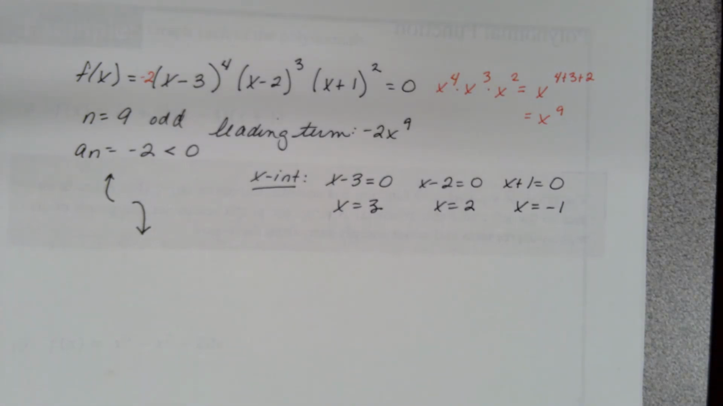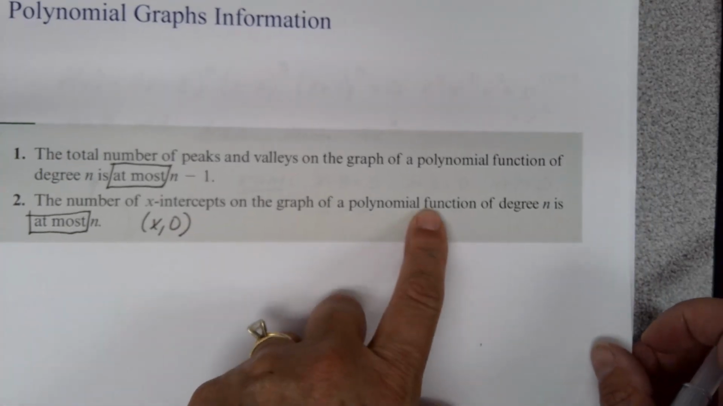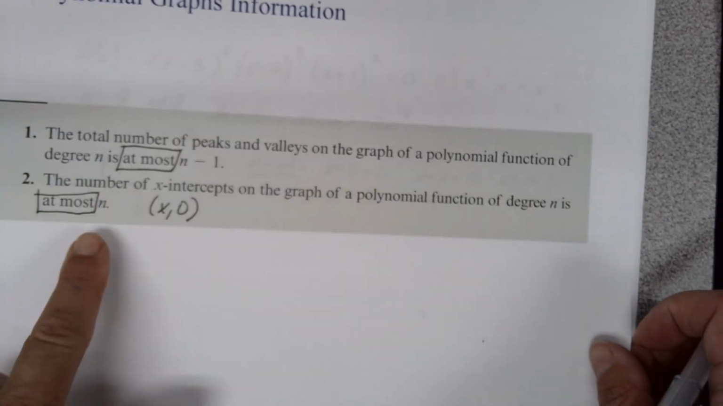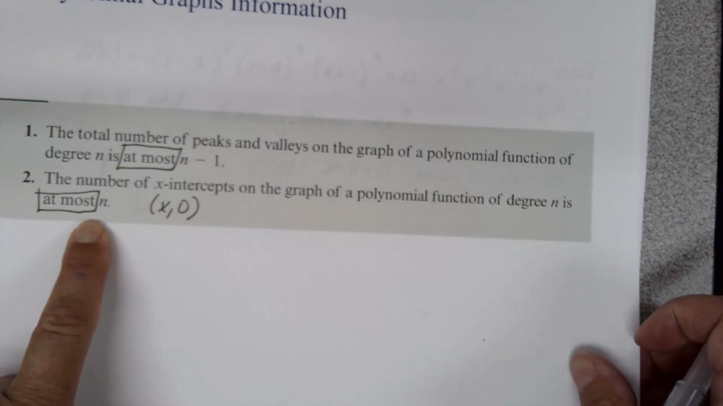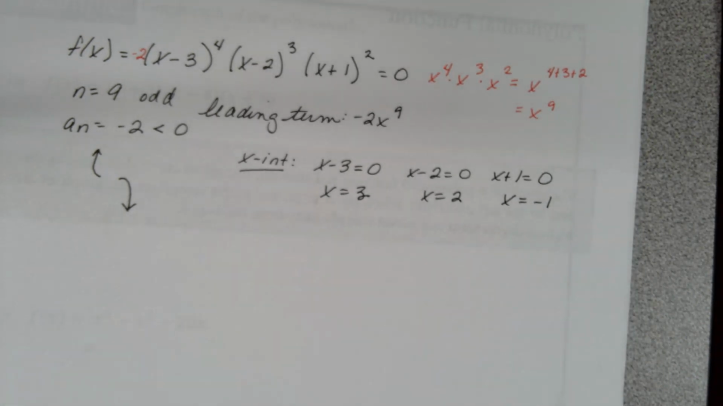Okay. Now remember from our slide right here, it said the number of x-intercepts on the graph of a polynomial function of degree n is at most n. So if I were to graph this thing, I know that I could have at most 9 x-intercepts. I only have 3. Okay, but that's okay, right? Because it could be 9 or 8 or 7 or 6 all the way down to 0 x-intercepts here.